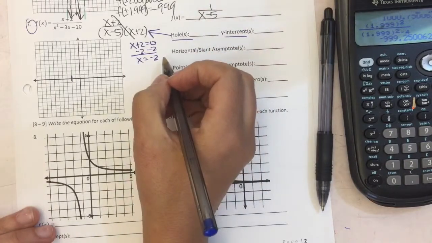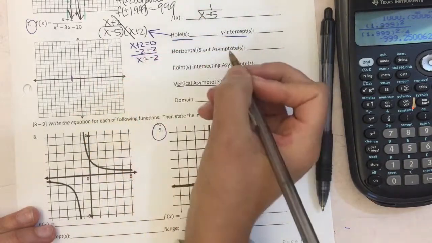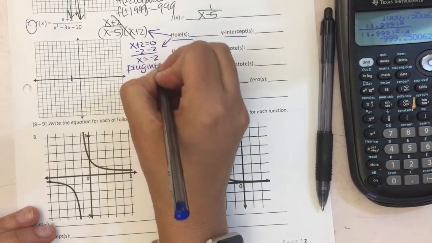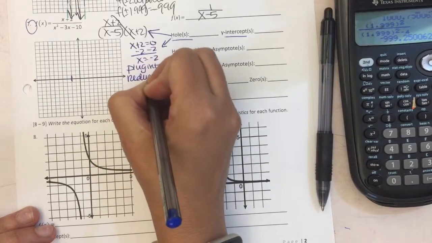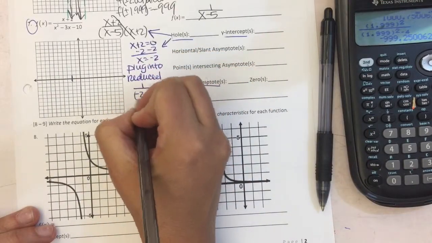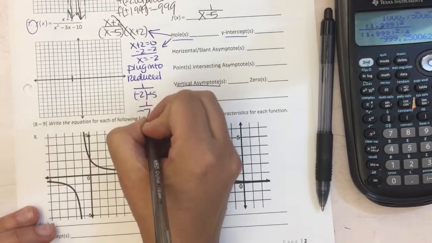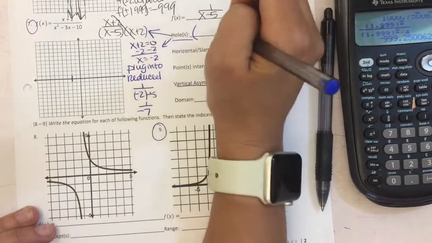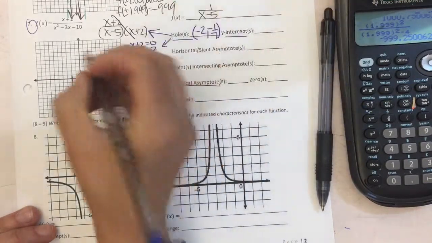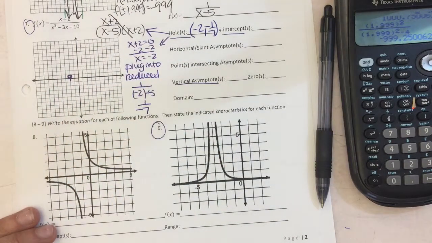So I'm going to plug it back into my reduced equation. Plug into reduced. Okay, so that'd be 1 over negative 2 minus 5. And that would give me a 1 over negative 7. So that would be negative 2 comma negative 1 over 7. Means I'm going to have a hole about right there or so.